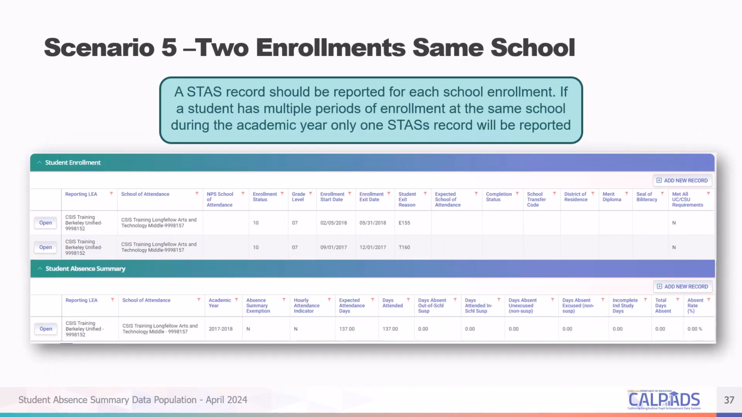In this scenario, a student has two enrollment records at the same school of attendance in the same academic year to reflect two distinct periods of enrollment, and there is only a single STAS record reported for both periods of enrollment at the school. LEA should only report one record for a student per school. Although there were two separate periods of enrollment, only a single STAS record is reported because the two periods of primary enrollment occurred at the same school in the same academic year.